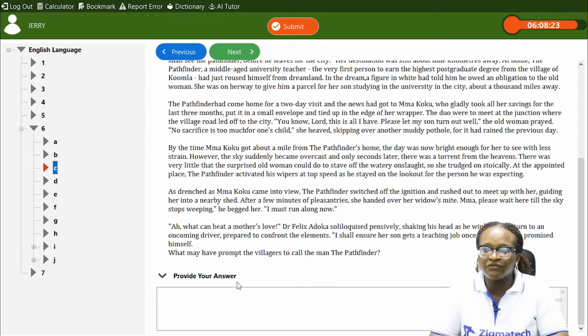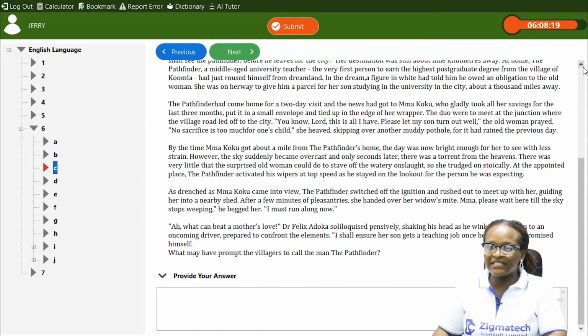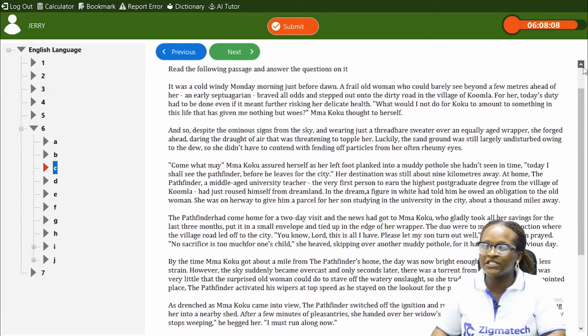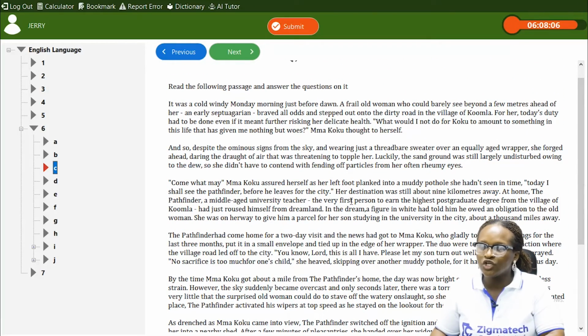What may have prompted the villagers to call the man the pathfinder? The villagers called the man the pathfinder because why? We were told he was the first person in the village to come out with a postgraduate degree. Where is it? We have it somewhere. You could find it. So this is not the time. All right, where do we have the pathfinder? Here it is.